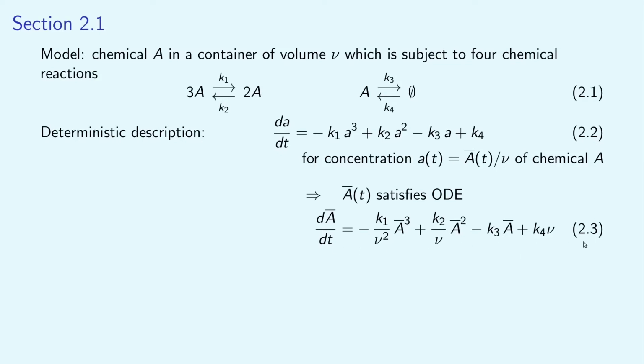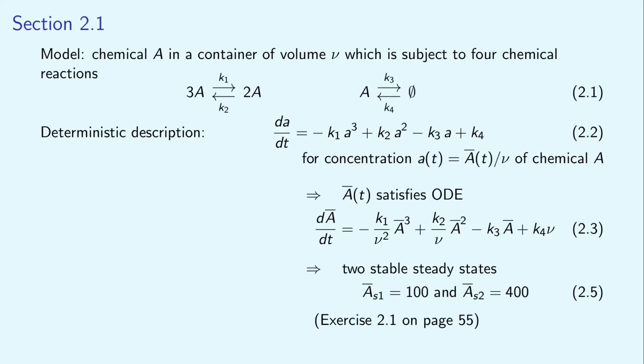Equation 2.3 has a cubic polynomial on the right-hand side, which includes 4 unknown parameters. The behavior of this equation will depend on its parameters. In the lecture notes, I specified their values, and the resulting cubic polynomial on the right-hand side had 3 roots. We left it to you to verify in Exercise 2.1 that this ODE has 3 steady states for our parameter values. 2 of them are stable, equal to 100 and 400, and there is an unstable steady state 220 between them.